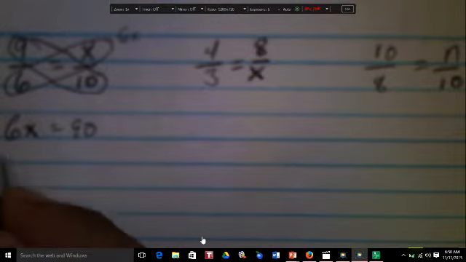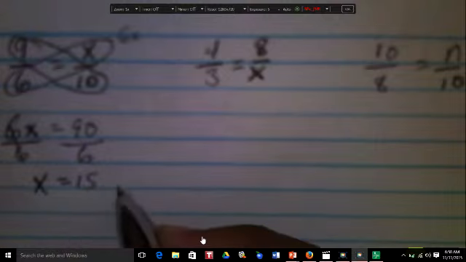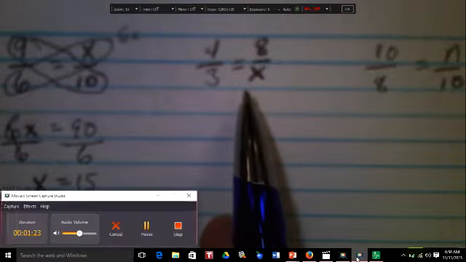We're going to divide. That's the opposite of multiplying by 6x, so divide by 6 on each side. And of course we come out with x equaling 15. Was that easy, or was it easy? Of course it was easy. Let's pause right there and move to the next one.